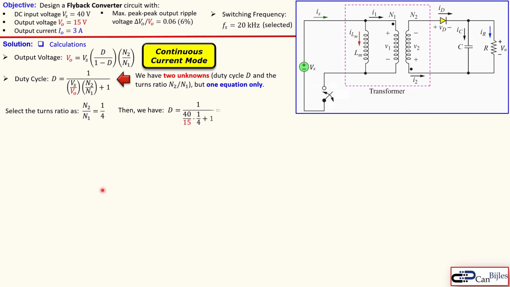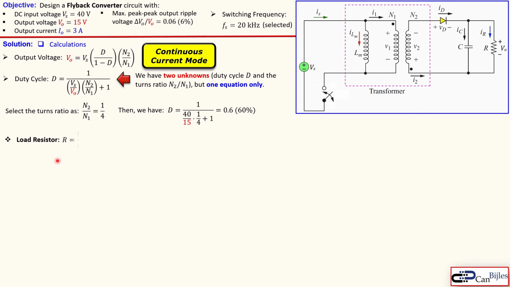So then we have the following. We can now use that because this is 40 volts, this is 15 volts, this is the 1/4. And then you do the math, you get exactly 0.6, or 60%, for our duty cycle. So we know our duty cycle, that's step one.